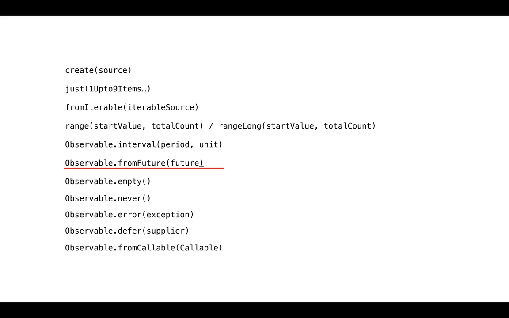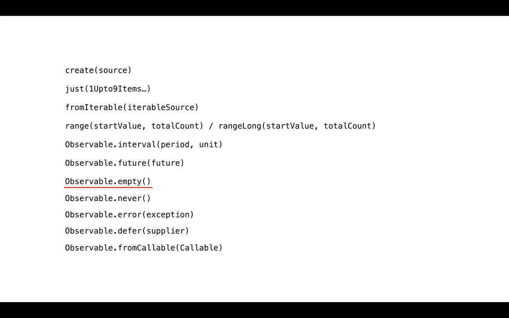Now next one is fromFuture. We pass a future to create an observable from that future. Now next one is empty. If we want to create an empty observable, we invoke the empty method. It will emit nothing. It will just call the onComplete action. So if you provided the onComplete implementation, empty will only invoke that implementation.